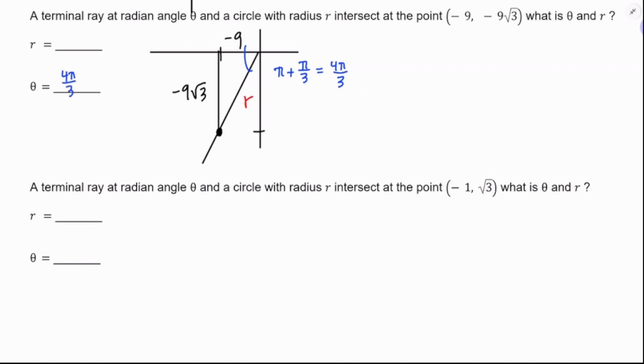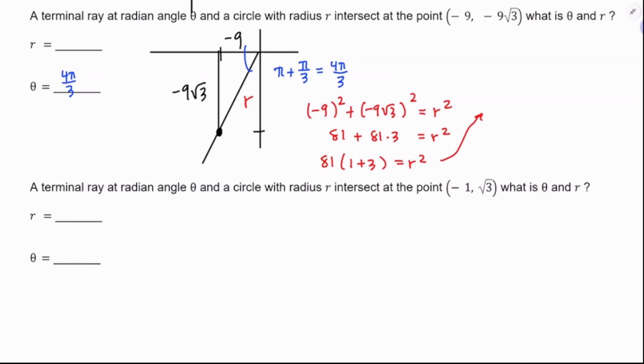Then to find r, I'm going to use the Pythagorean theorem. Negative 9 squared plus negative 9 square root 3 squared equals r squared. That's 81 plus 81 times 3 equals r squared. Oh, okay, in case you're reaching the bounds of your arithmetic, what we can do is factor out an 81 from this and have a 1 plus 3. I'm going to do a little bit of more advanced arithmetic here.